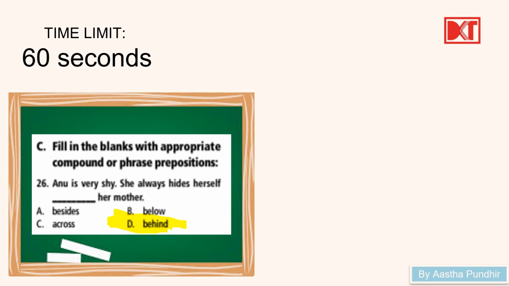We are doing what? Compound or phrase prepositions, the ones which have a preposition and then an object. So here, what is the preposition? Behind. And what is the object? Her mother. Alright. So here, it is acting like an adverb or an adjective. It is acting like an adverb, we can say, because it is answering the question of where. Behind her mother. Alright.